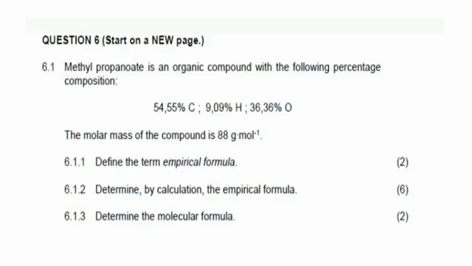Okay, now that we have the empirical formula, 6.1.3 is saying determine the molecular formula, and that is for only 2 marks. Remember, when we were still reading, we were given that the molar mass of the compound is 88 grams per mole. So how do we now determine the molecular formula? Simple. The first thing that you want to do when they ask you for the molecular formula is to first calculate. So let's write step 1: first calculate the molar mass of the empirical formula.